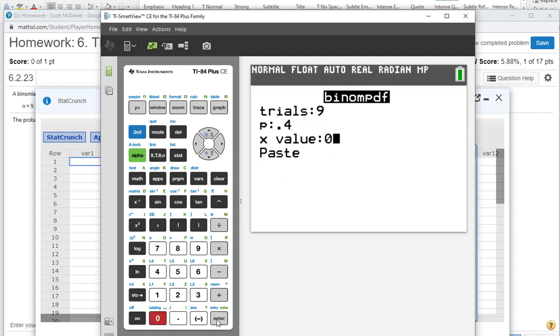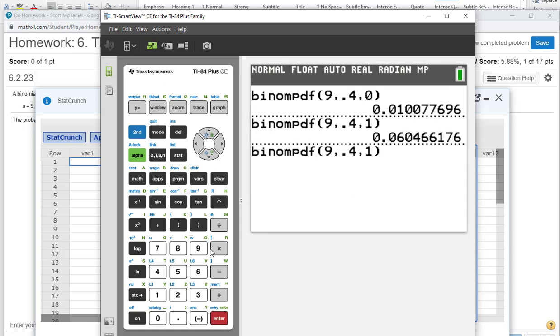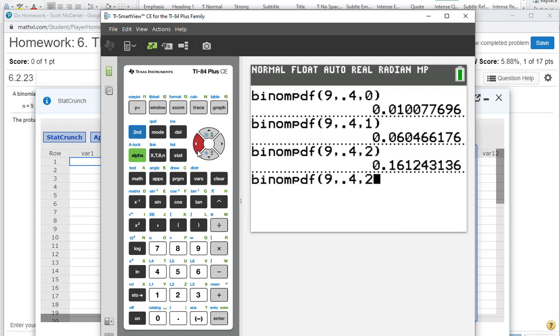So we could do 0. Write that number down to, I'd go one more place than what they're asking. So write that down for 5 places. And then press second enter. And change that to a 1. Write that one down. Press second enter. Change that to a 2. Write that one down. Press second enter. And change that to a 3. Because that's really what we're doing.